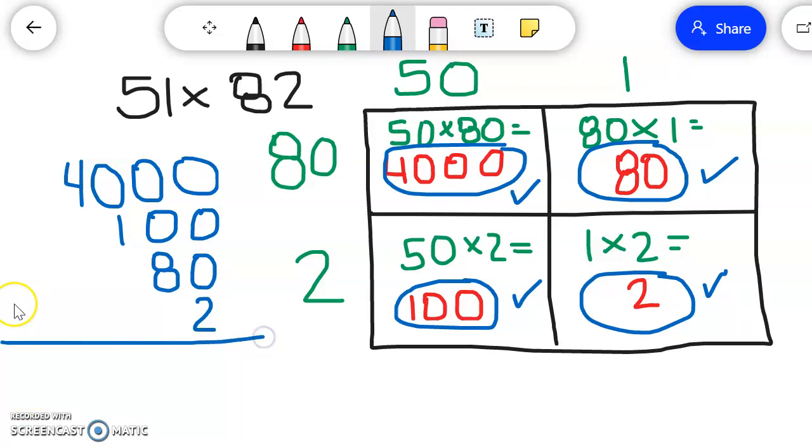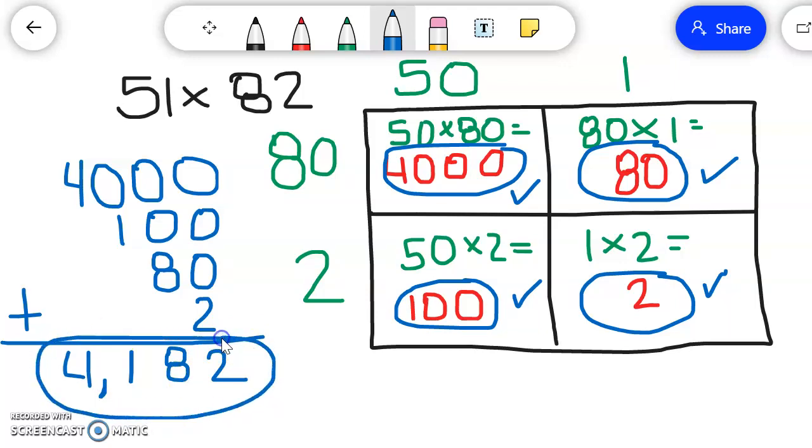Now I'm ready to add my partial products together. So 0 plus 0 plus 0 plus 2 is 2. 0 plus 0 plus 8 is 8. 0 plus 1 is 1. And 4 plus 0 is 4. So my final answer is 4,182. And I'm going to circle my final product so that the teacher knows that that is what I intend for my final answer.